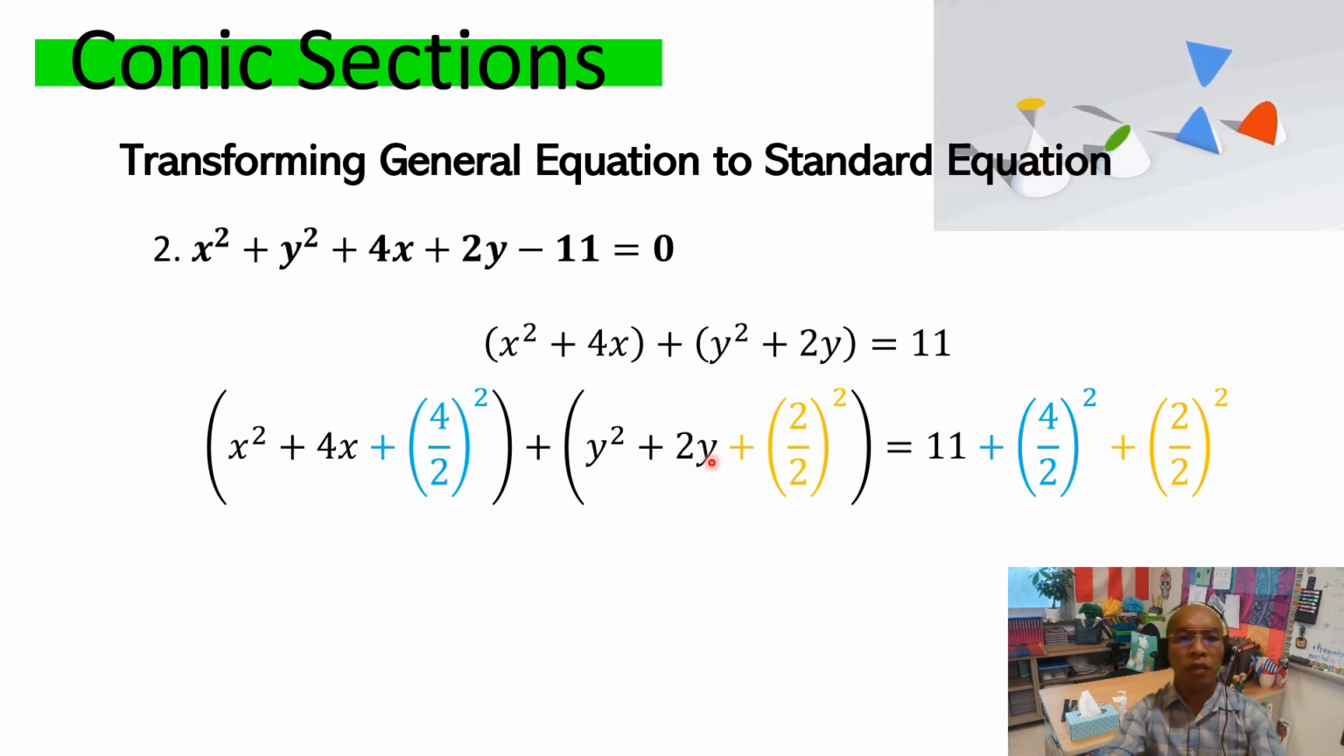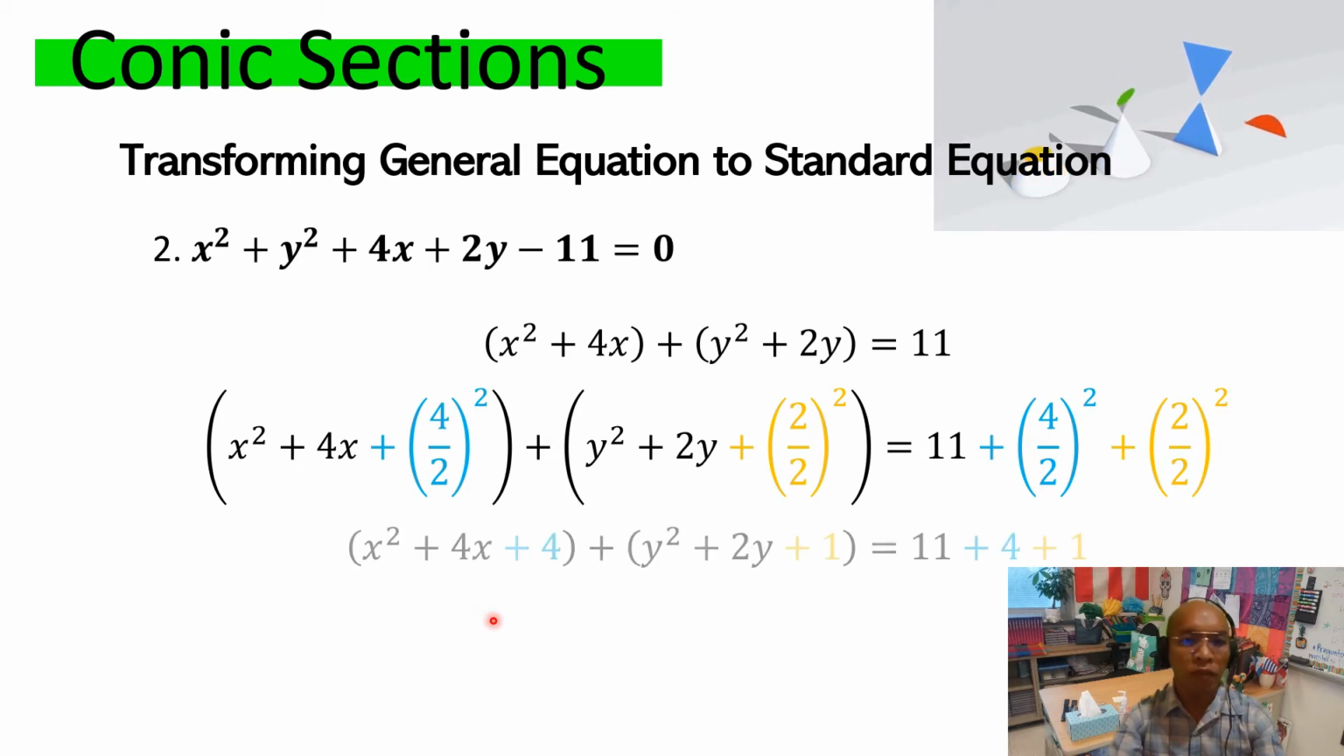Next, y squared plus 2y plus the half of b. The half of 2 is 2 over 2, quantity squared. Add the same constant at the right. So simplify. 4 divided by 2 is 2, then 2 squared is 4. Then 2 divided by 2 is 1, then 1 squared is 1. Then 11 plus 4 plus 1.